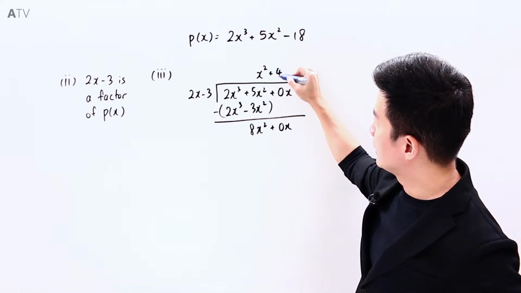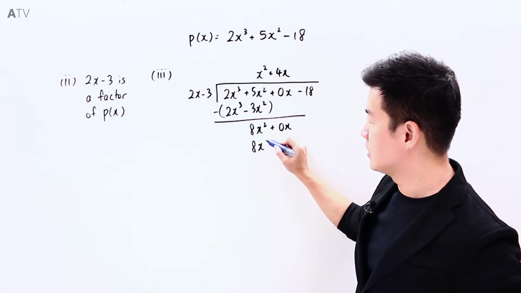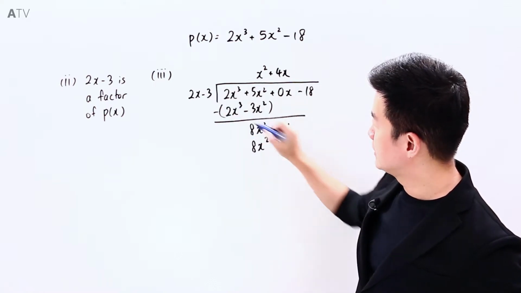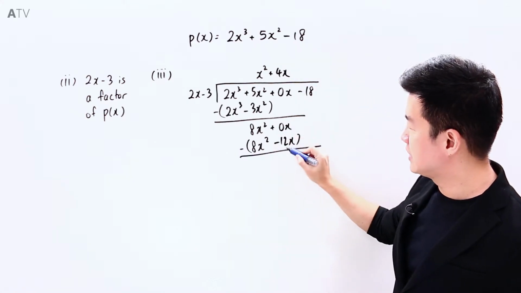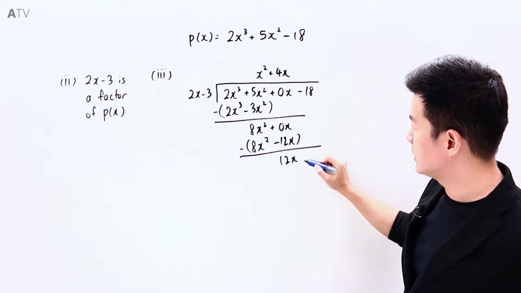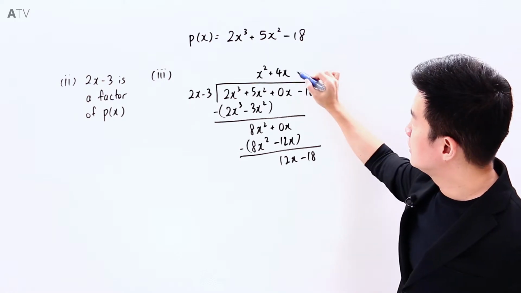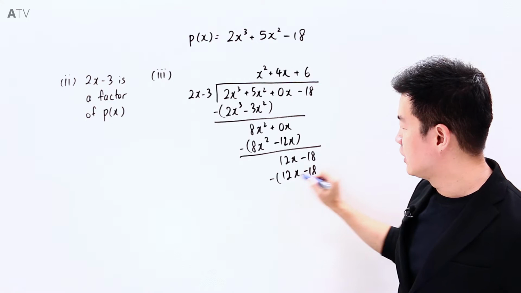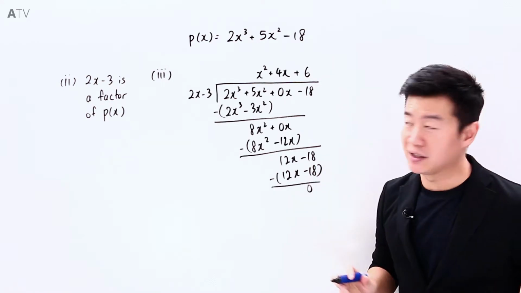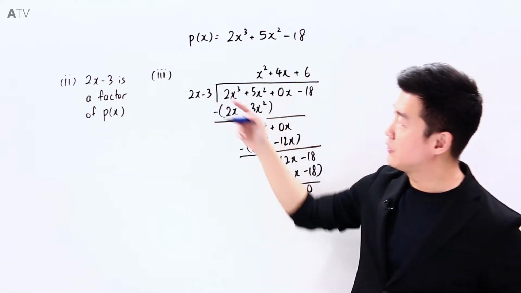So here it will be plus 4x, this will be 8x squared. Then this times this is minus 12x. So we will have this minus this, it is 12x, bringing this down, minus 18. Here we will do a plus 6, so I have a 2x minus 18. We are expecting 0 as the remainder because we are dividing this by its own factor.